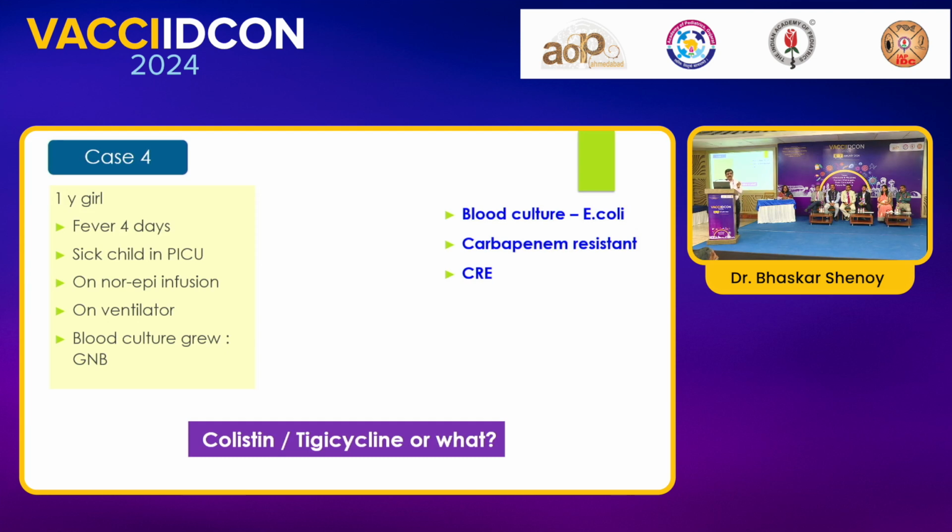Let us go to the fourth case, sir. It is a PICU case, so you are the best person to take it. Fever for 4 days, a sick child on norepinephrine and ventilator, culture grew gram-negative bacteria, E. coli, which is carbapenem resistant, that is CRE. So what will you do, sir, in such cases?